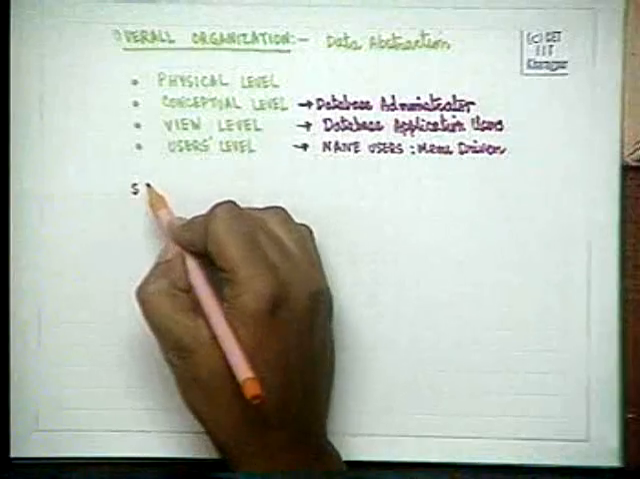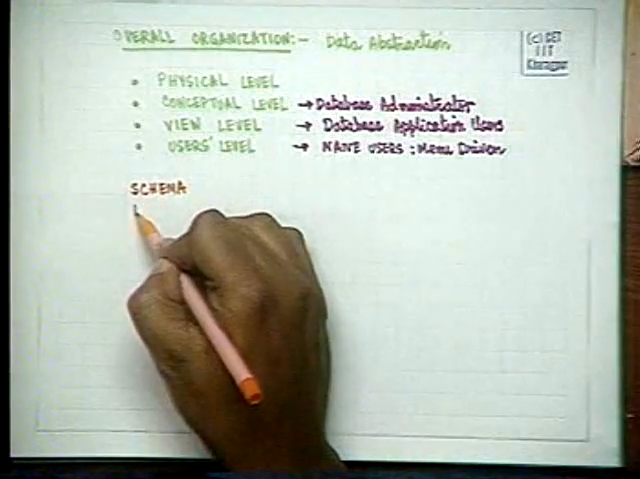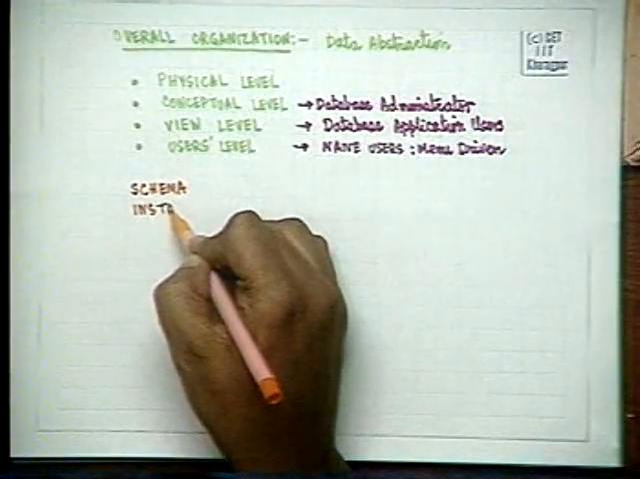So you have two types of things, a schema definition and an instance of a schema. This has to be remembered all the while. So we have the concept of a schema and the concept of an instance.